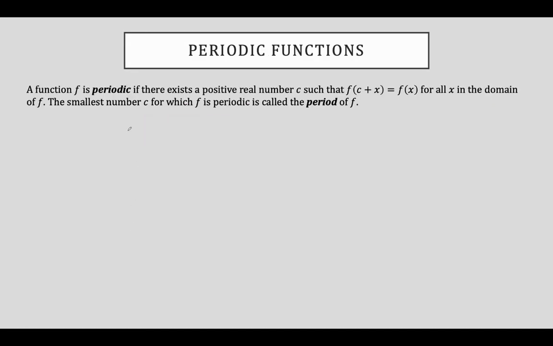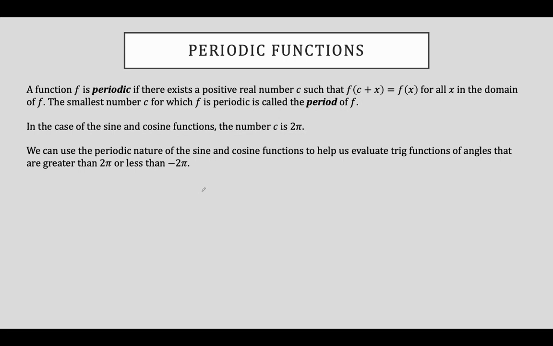So, a function f is periodic if there exists a positive real number c such that f of c plus x is equal to f of x for all x in the domain of f. The smallest number c for which f is periodic is called the period of the function. In the case of sine and cosine, the number c is 2 pi. We just said the period of sine and cosine is 2 pi. We can use the periodic nature of sine and cosine functions to help us evaluate trig functions of angles that are greater than 2 pi or less than -2 pi.